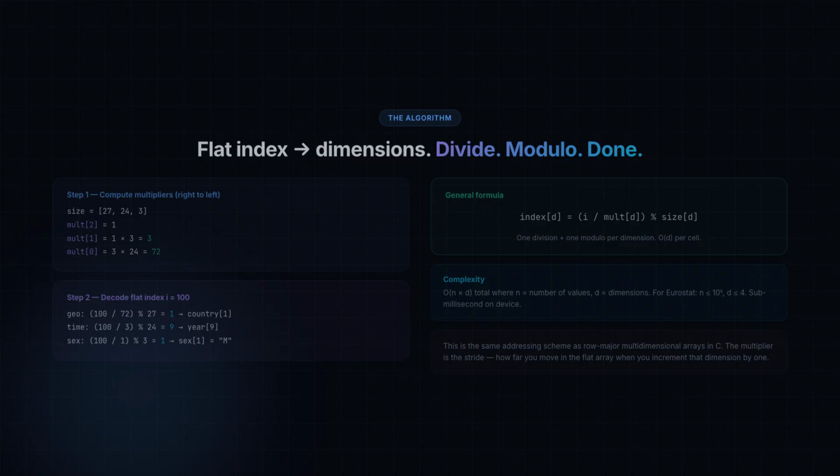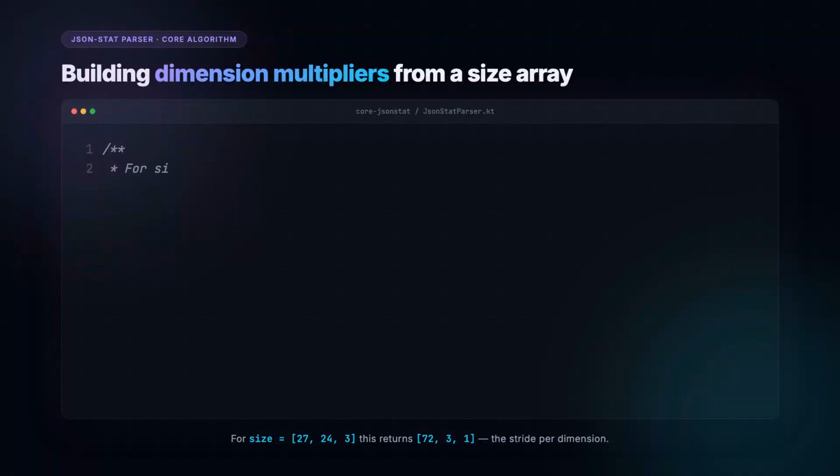To decode flat index 100, divide by 72. Take modulo 27, get 1, that is dimension 0, position 1, which maps to country index 1. Divide by 3, take modulo 24, get 9, that is dimension 1, position 9, which maps to year index 9. Divide by 1, take modulo 3, get 1, sex index 1. 3 divisions, 3 modulos, complete decoding in constant time per dimension. Here is the implementation in full.